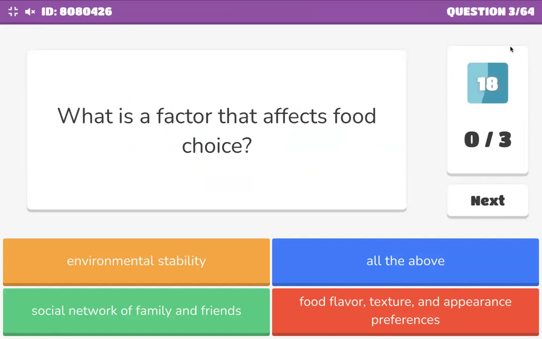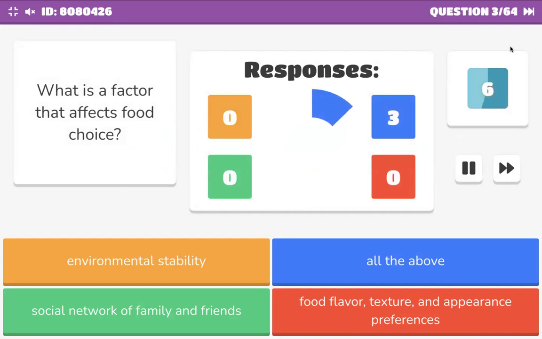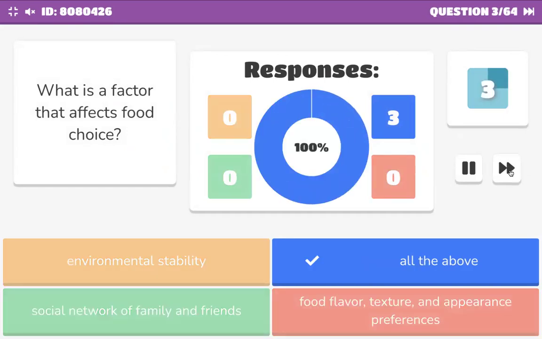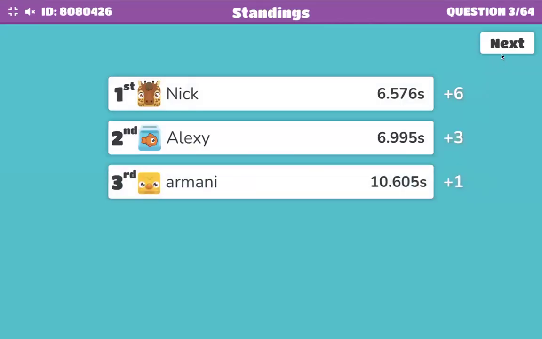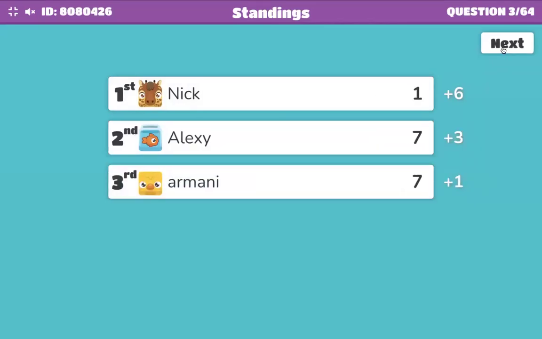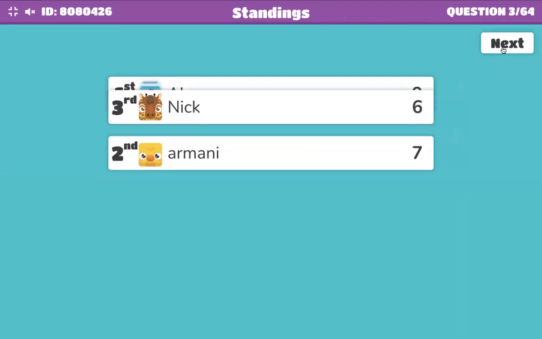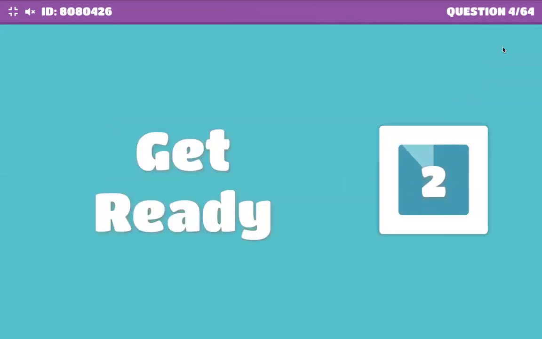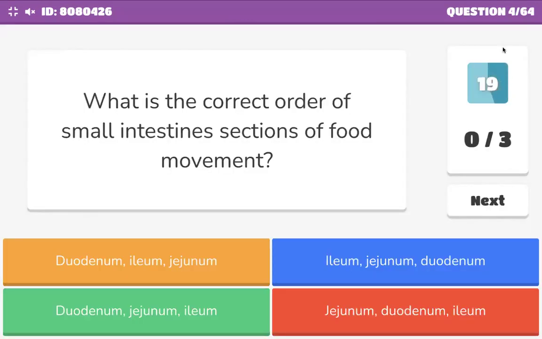What is a factor that affects food choice? Yep, all the above. What is the correct order of small intestine sections of food movement? Like when you eat something, which parts of the small intestines does it enter? First, second, and last.